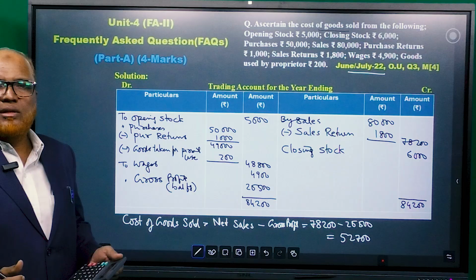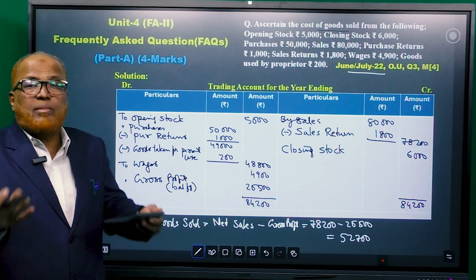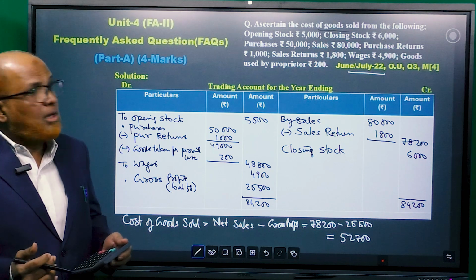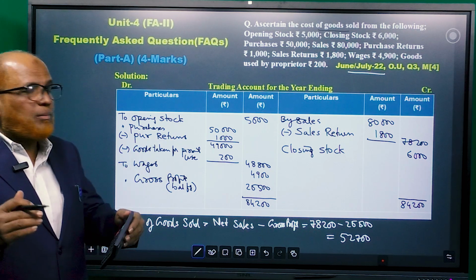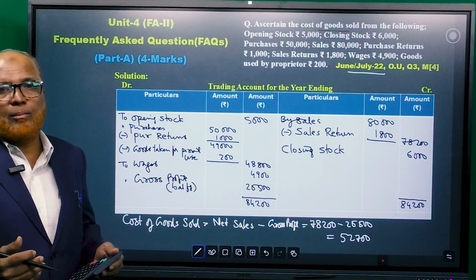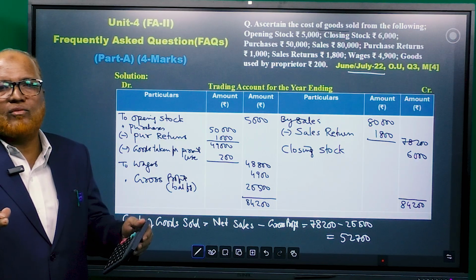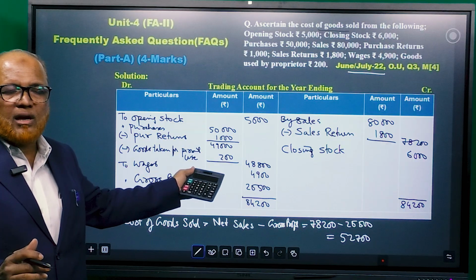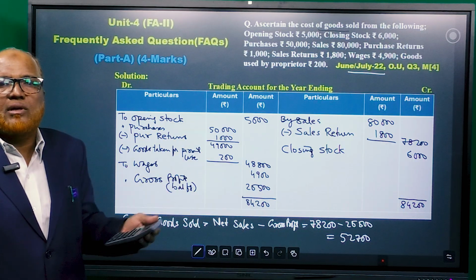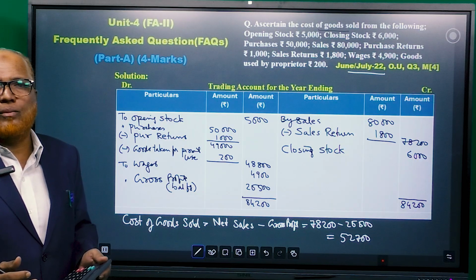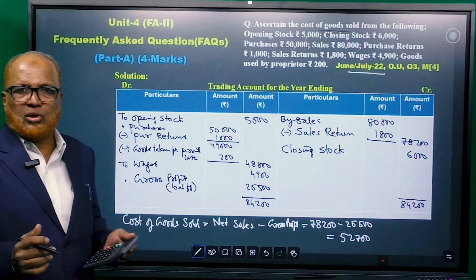That's all. This is the method of finding out the cost of goods sold, and these type of problems may be asked in future examination, because last time it was asked in 2022. Then this type of problems will frequently be asked in the coming examination also. So remember how to find out the cost of goods sold. By preparing trading account, we calculate gross profit, and sales minus gross profit, you will get the cost of goods sold. Hope you understood the procedure of finding out the cost of goods sold.